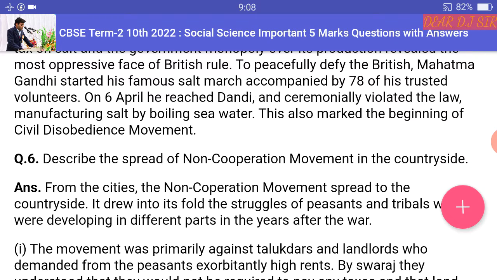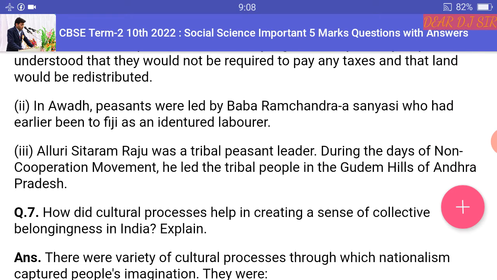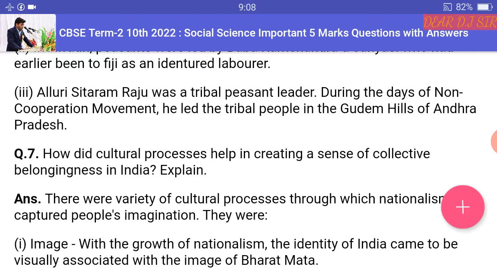Here the next question is, describe the spread of the non-cooperation movement in the countryside. Here the next question is, how did the cultural processes help in creating a sense of collective belongingness in India? Explain.